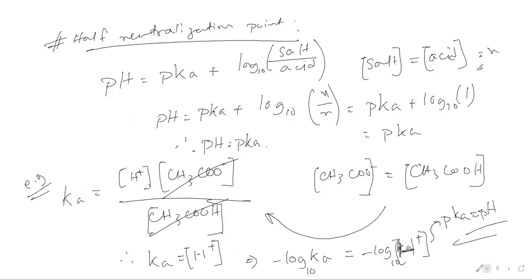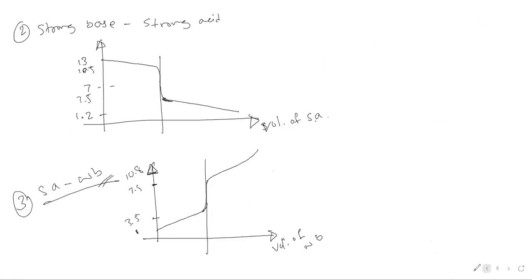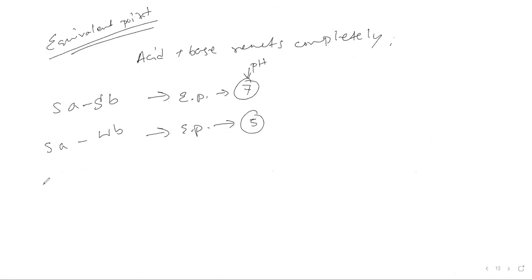So for strong acid and strong base, this equivalent point is going to be at exactly 7. But if it was strong acid and weak base, then the pH should be at 5. How do I know that? I just gave the information from here. You also need to remember this part: strong base with weak acid, that equivalent point is going to be 9. So these are the values which you need to remember.